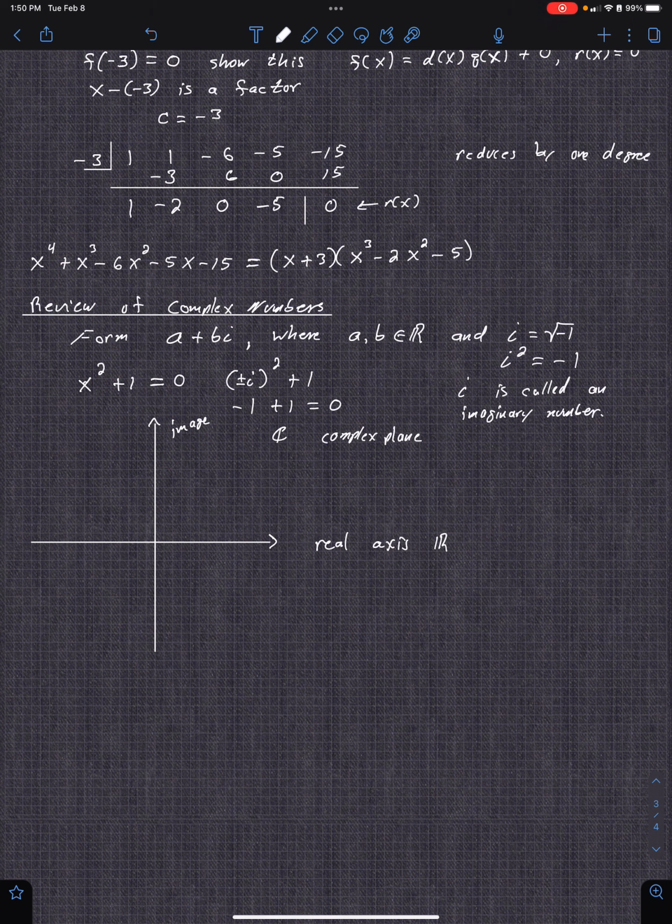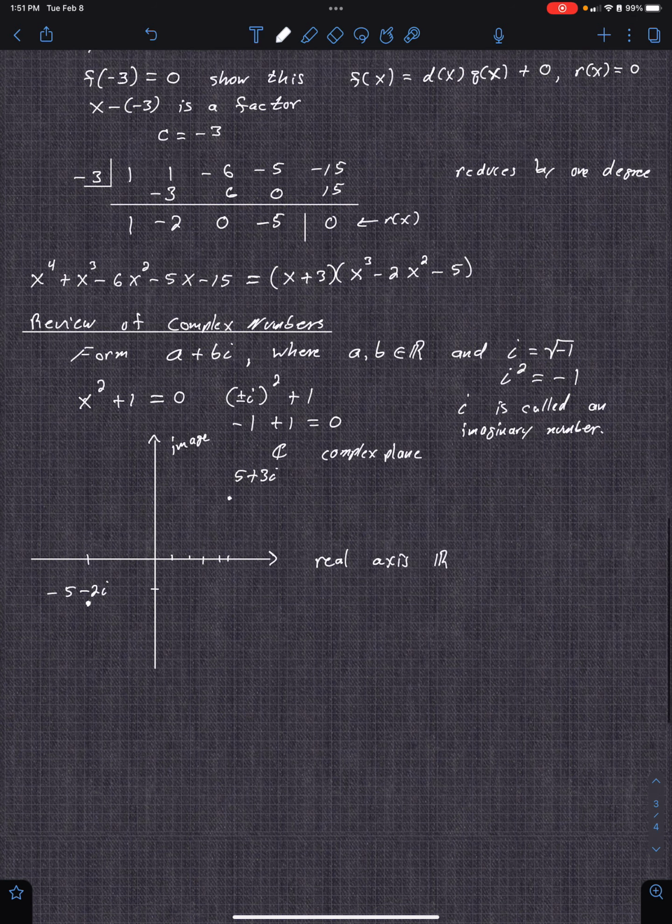So for example, if you count 5, so 1, 2, 3, 4, 5, you don't have to be perfect there, and then up 3. So this is 5 plus 3i. And then you could have another value like -5 down maybe -2. So -5 minus 2i would be down here like that. So this is the imaginary axis here. We usually call this A, and this is the BI part right there.